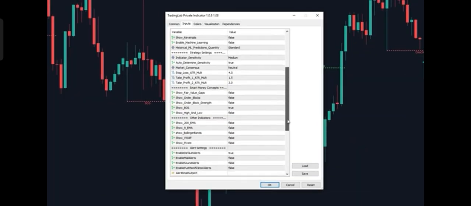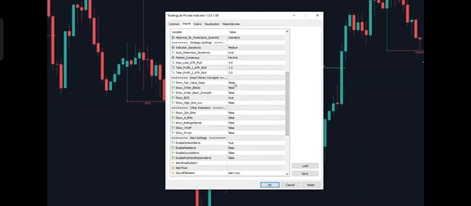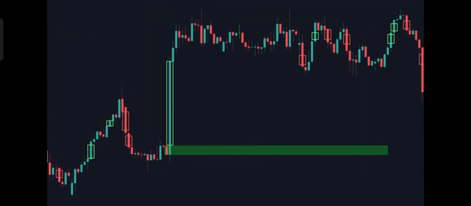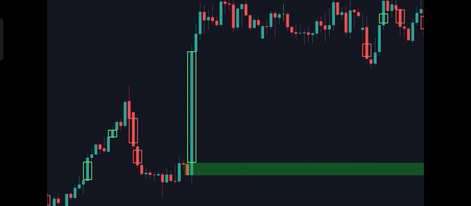Also, as a quick hint, my private indicator displays fair value gaps for you. Just go to the settings, scroll down to smart money concepts, and enable fair value gaps. The green rectangles are bullish fair value gaps, the red rectangles are bearish fair value gaps. So a good example of what you're looking for is where the fair value gap is displayed by this rectangle and it's connected to the very first candle of the zone.